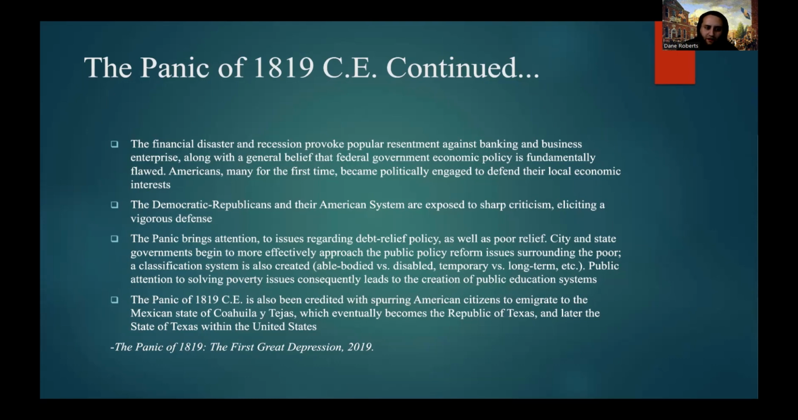The Panic of 1819 would also be credited with spurring American citizens to immigrate to the Mexican state of Coahuila y Tejas, which would eventually become the Republic of Texas and later the state of Texas within the United States. And here is my source for this information.